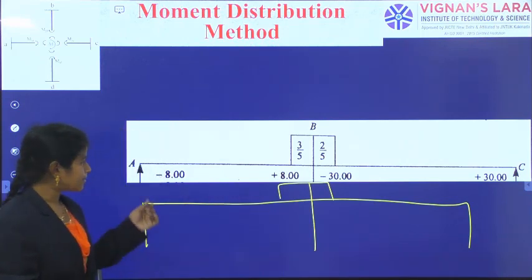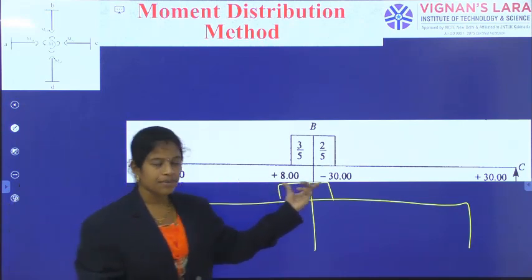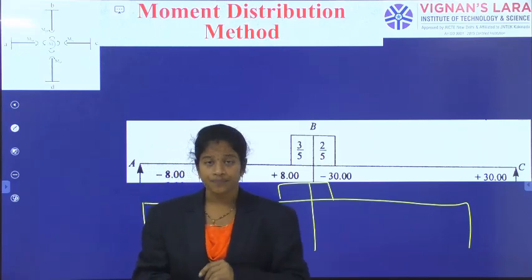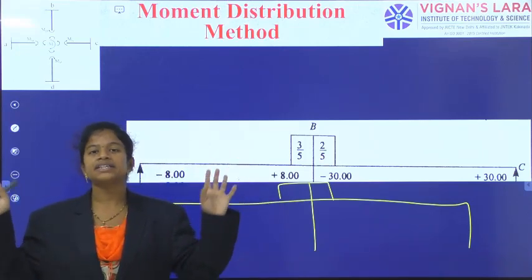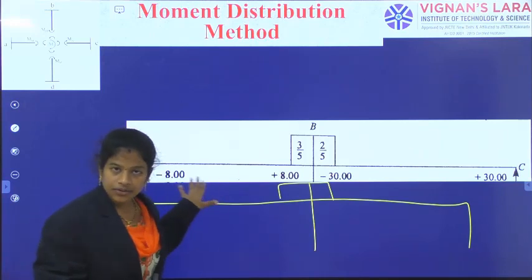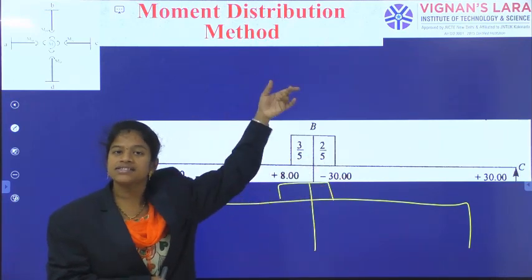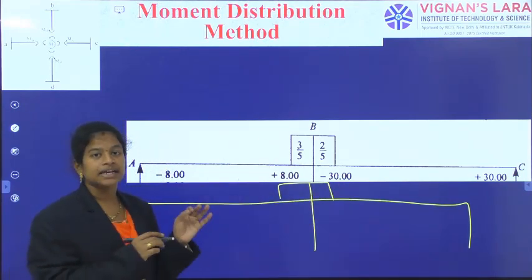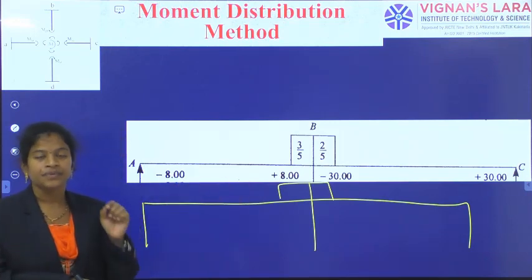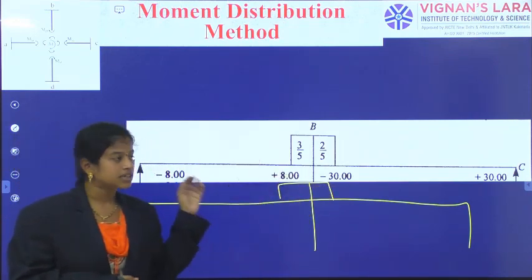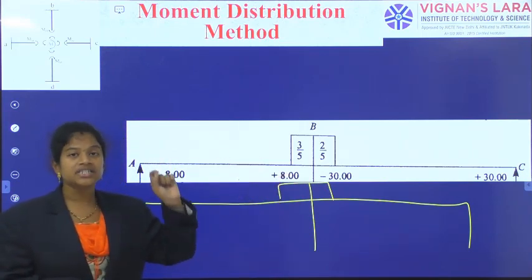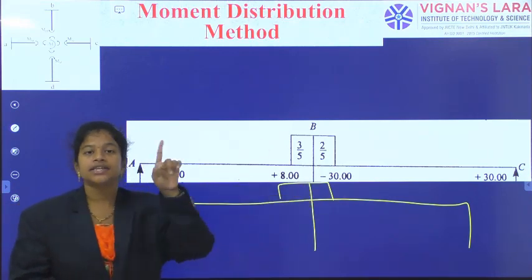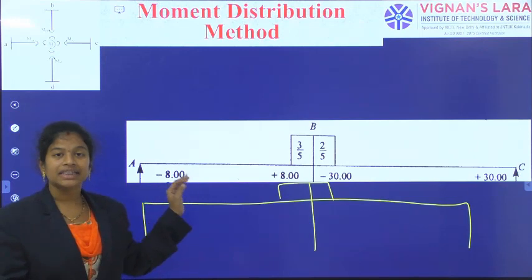And you see here, at A I have minus 8, at B I have two different answers, at C I have one answer. But in the actual structure, support A and support C are simply supported ends. So after writing this line, you should observe the original structure. After writing these fixed end moments, we should observe the original structure. There you observe that supports A and C are simply supported ends. The corresponding moments should be equal to 0. Simply supported ends should have 0 moment. Okay, so that's why the correction moment will come.